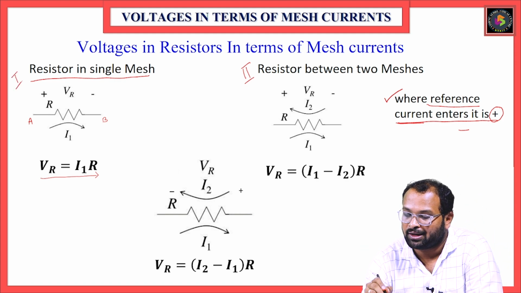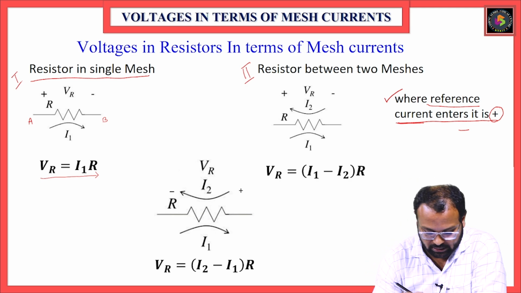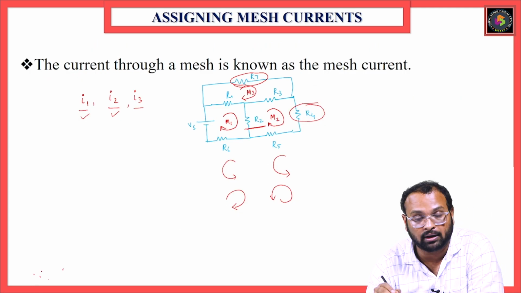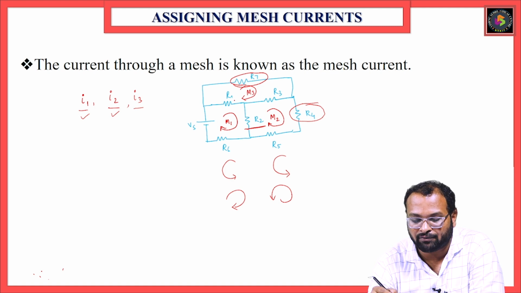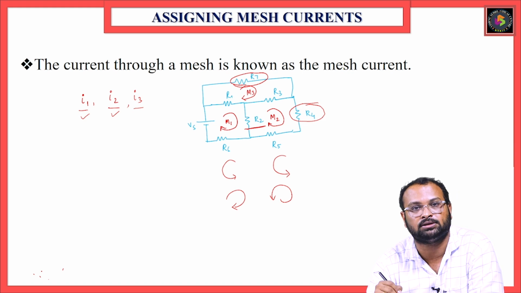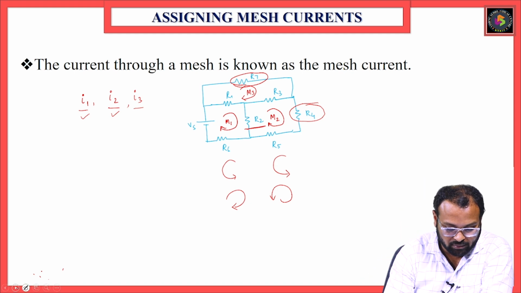The second condition is when a resistor is between two meshes. For example, in the previous slide, R2 is between M1 and M2, R3 is between M3 and M2, and R1 is between M1 and M3. So these R1, R2, R3 are elements which are between two meshes. In that condition, how will we write the voltage across that element?